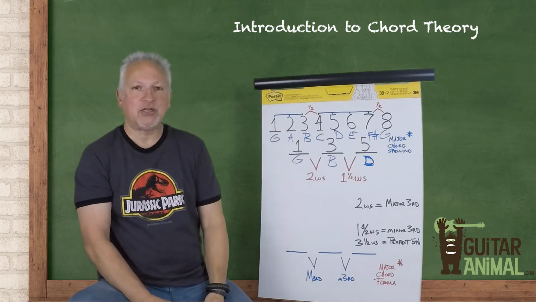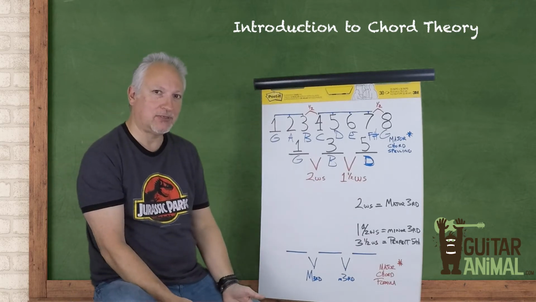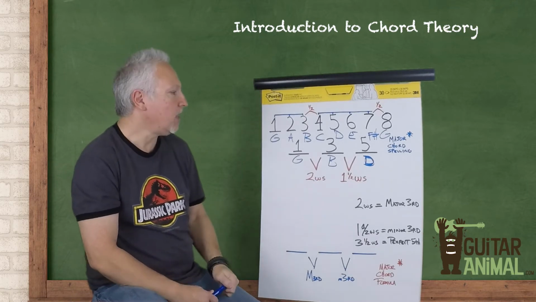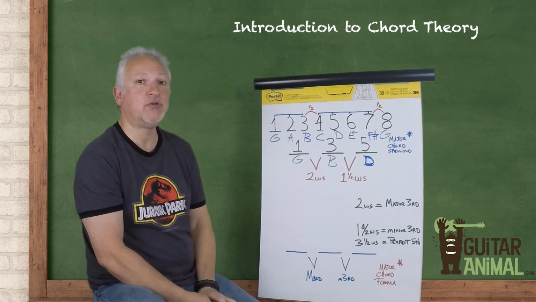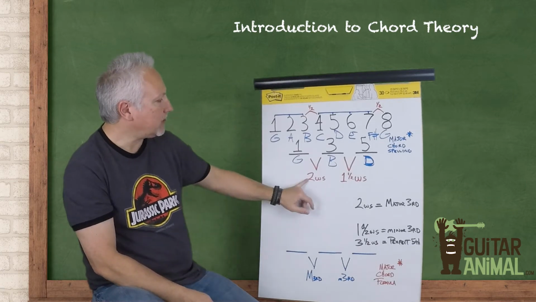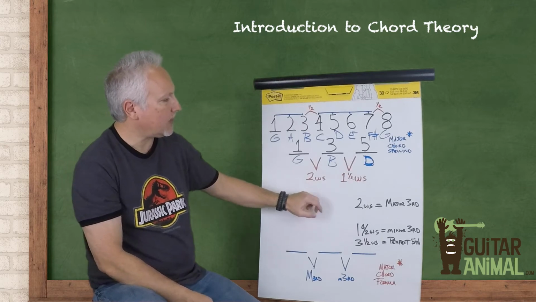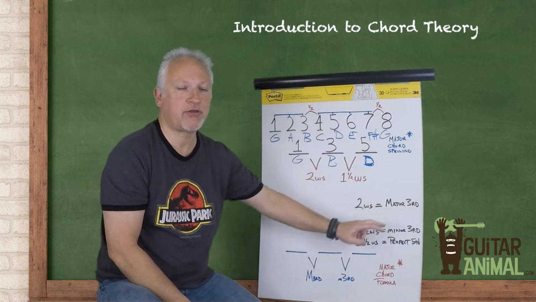Now at this point, measuring everything in whole steps and half steps is going to be a little bit cumbersome to deal with. So we're going to translate those into musical intervals. All right? We're going to say that 2 whole steps is equal to a major third interval.